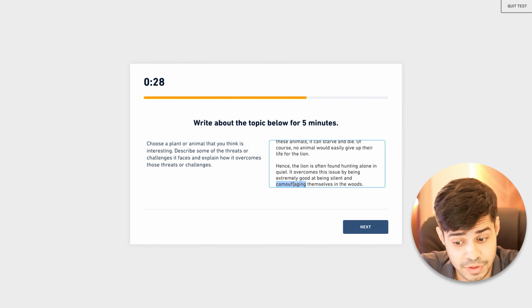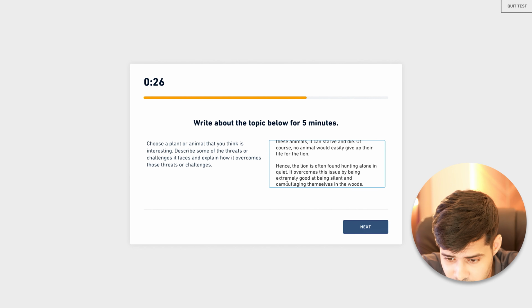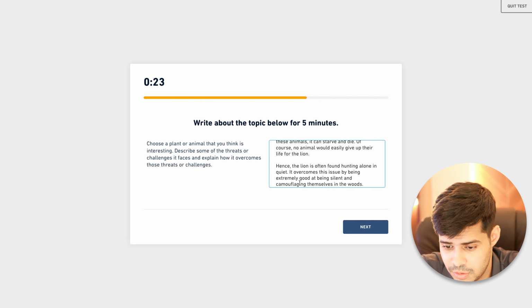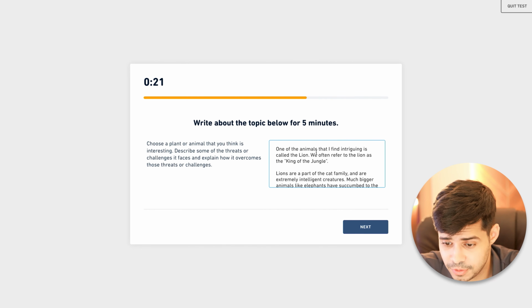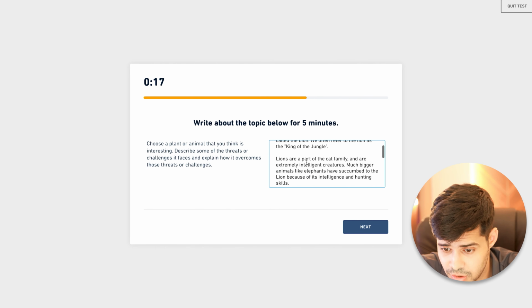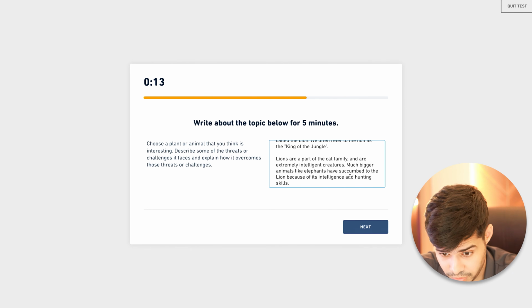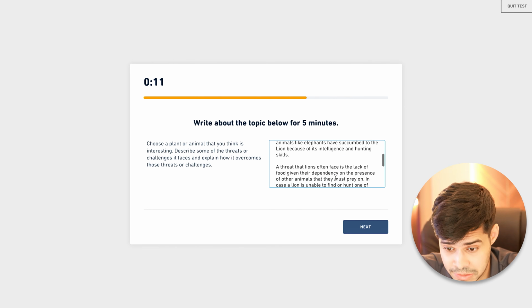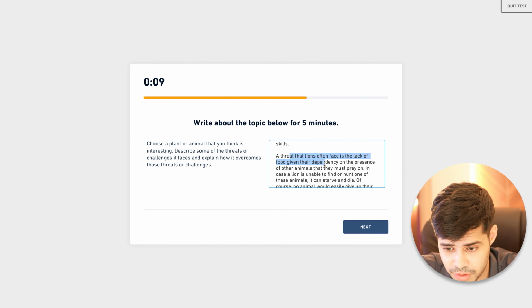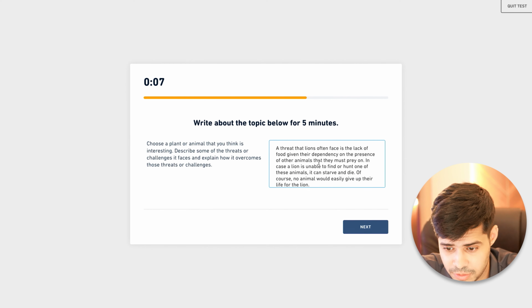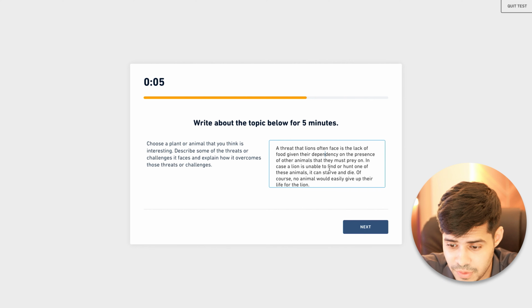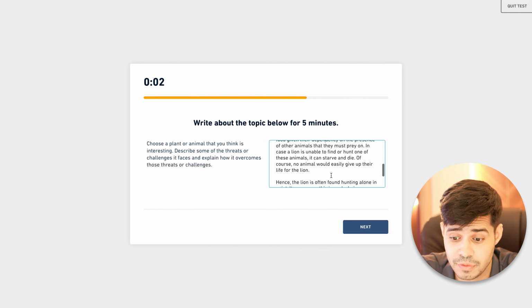I may not have the correct spelling here. Camouflage. Well, let's see. Yeah, one of the animals that I find intriguing is called the lion. We often refer to the lion as the king of the jungle. Lions are part of the cat family and are extremely intelligent. Lions can starve because of lack of food, given the dependency on the presence of other animals that they must prey on. In case a lion is unable to find or hunt one of these animals, it can starve and die.